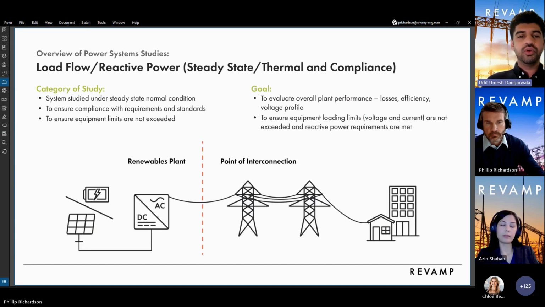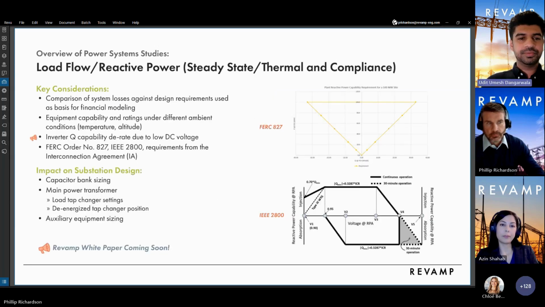The next study we have is load flow and reactive power study. For this study, the system is studied under steady-state normal conditions. The analysis is performed to ensure compliance with requirements and standards and to ensure that none of the equipment limits are exceeded. The goal of the study is to evaluate the overall plant performance in terms of losses, efficiency, and the voltage profile across the systems. The study is also performed to ensure that the voltage and current limits of any of the equipments are not exceeded. The reactive power study is performed to ensure that the reactive power requirements are met at the POI. Next slide, please.